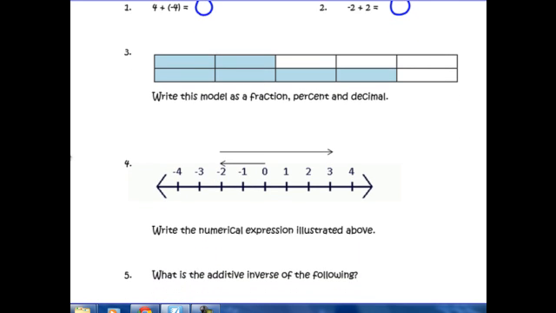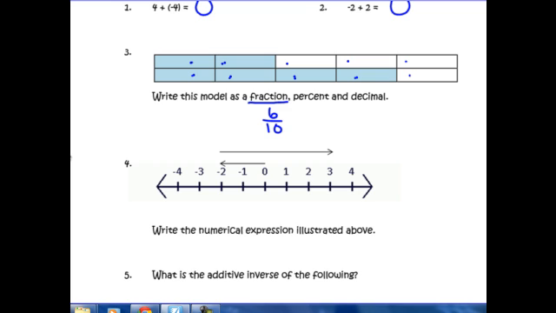Number 3 is showing us to write this model, a bar model that you see here, as a fraction, a percent, and a decimal. Well, the first thing I have to decide is what part of my picture is shaded. I can see that the bar, or the rectangle, is divided into 1, 2, 3, 4, 5, 6, 7, 8, 9, 10. 10 boxes, and 1, 2, 3, 4, 5, 6. 6/10 of them are shaded. Write this model as a fraction, 6/10.